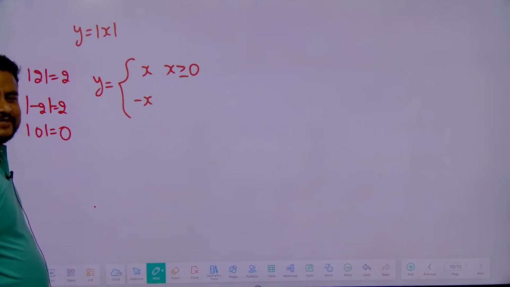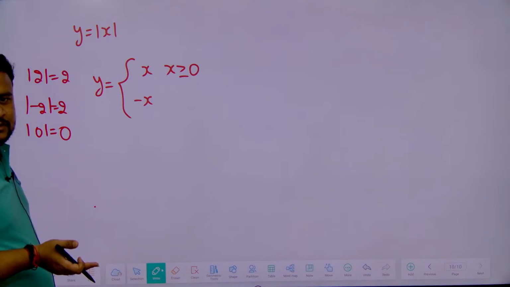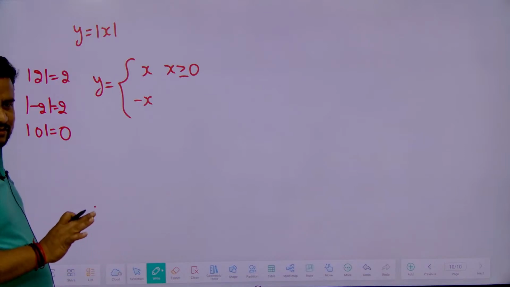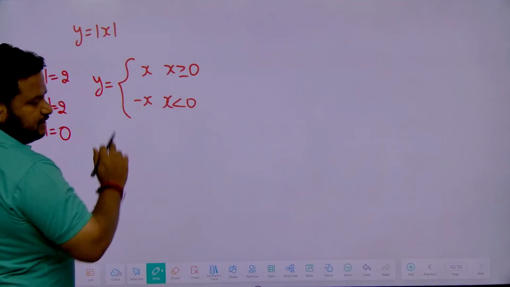X greater than 0 means it is positive. X greater than or equal to 0 means it is equal to 0, and it can also be greater than 0. That means it is non-negative. Non-negative means they do not have negative numbers. So it will take the value of x. It is minus x when x is less than 0. So this is one thing, the modulus function.